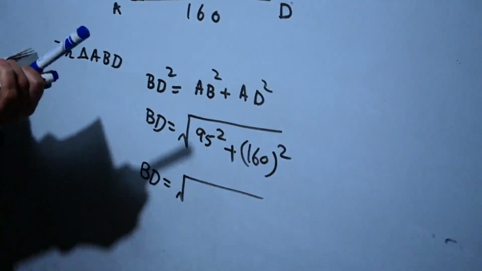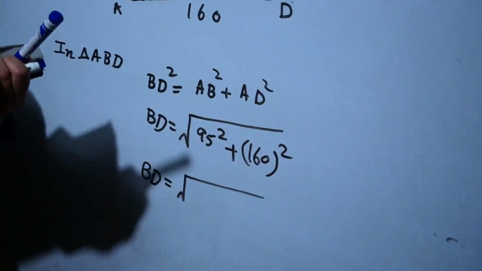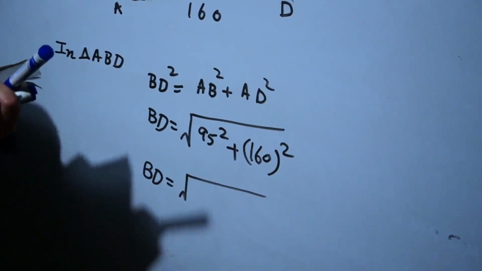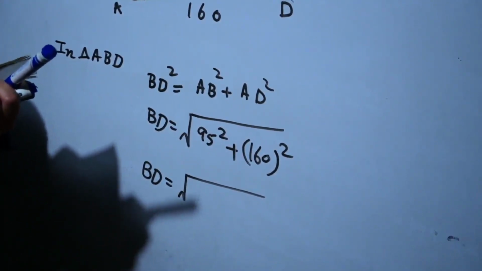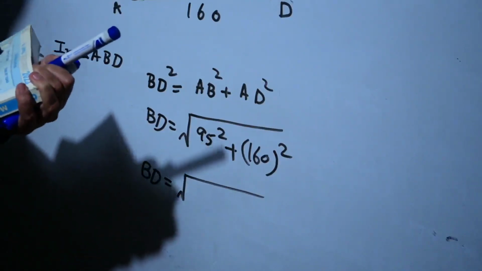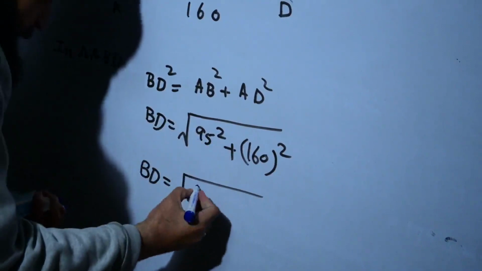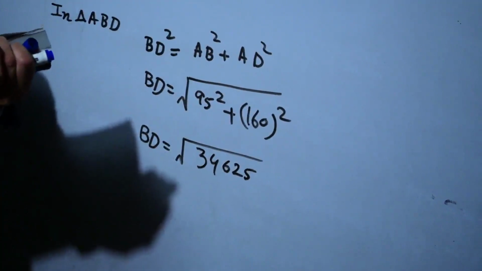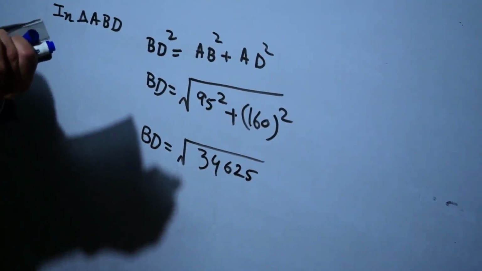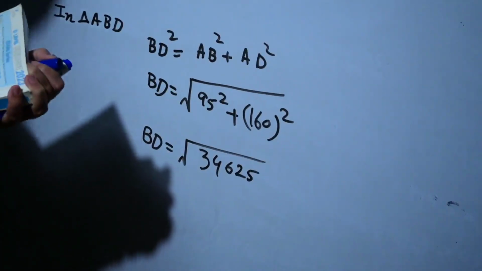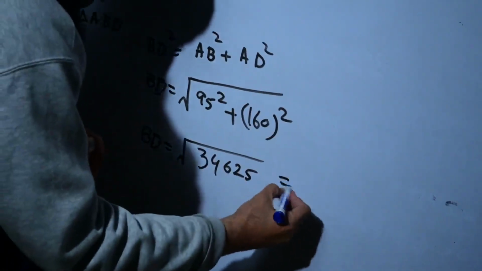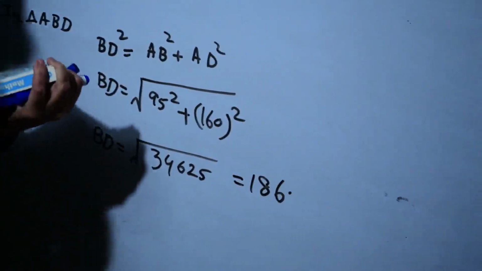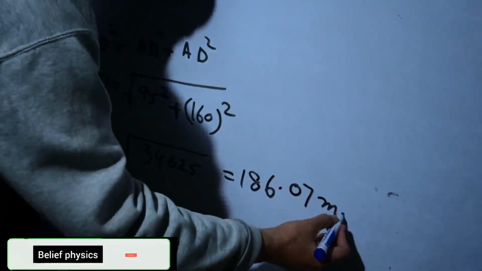95 square plus 160 square is equal to what? It comes out to be 34625. And we take the square root of this answer, which comes out to be 186.07 meters. That's it.